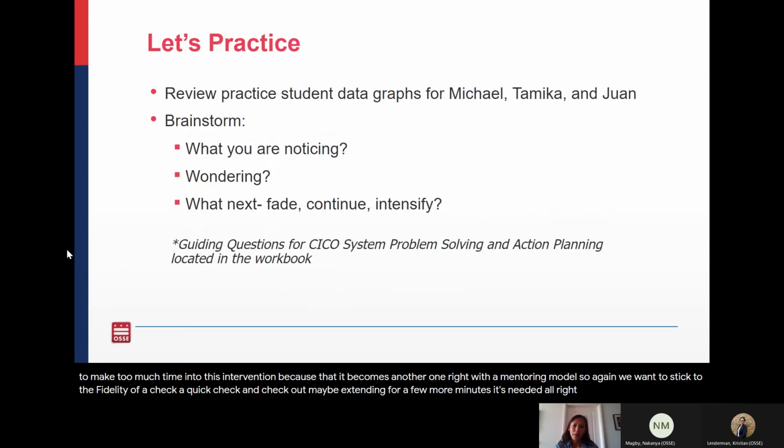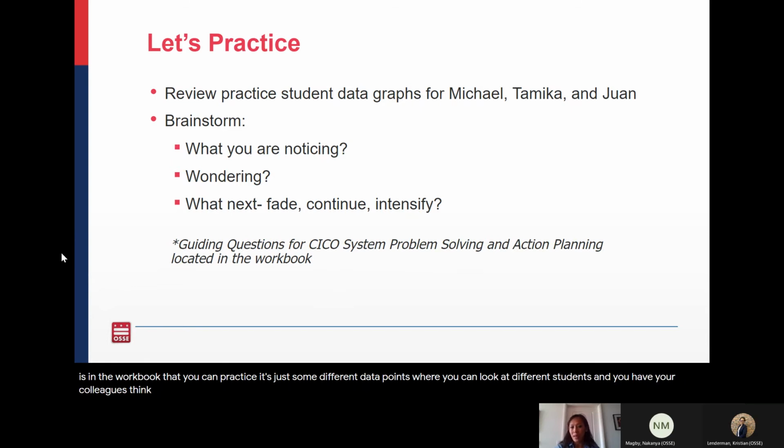All right, so there is a worksheet in the workbook that you can practice with. It's just some different data points where you can look at different students and have your colleagues think about who would get an intervention. And then the directions of the activity will be in that worksheet as well.